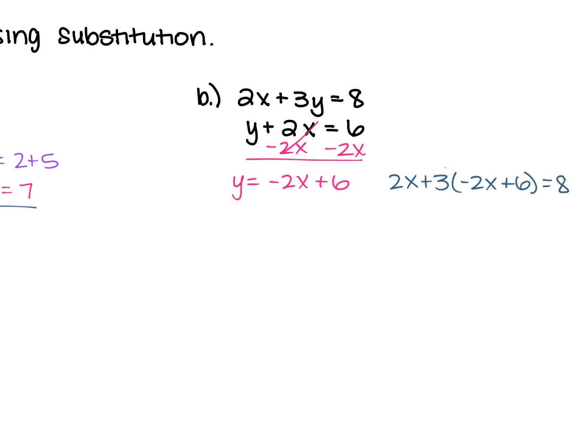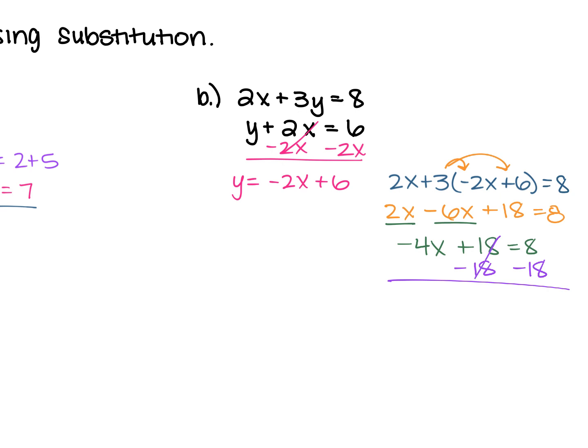We will distribute the 3 in first, giving us 2x minus 6x plus 18 is equal to 8. From here, combine your like terms. That's negative 4x plus 18 is equal to 8. From here, subtract your 18 over. That gives you negative 4x is equal to negative 10.